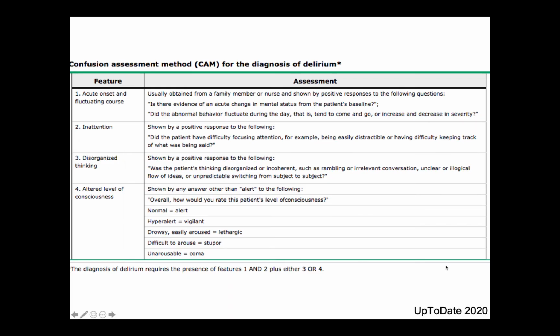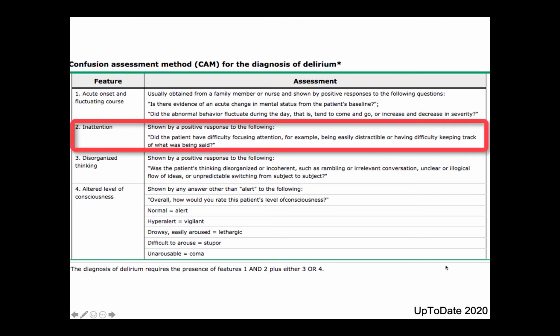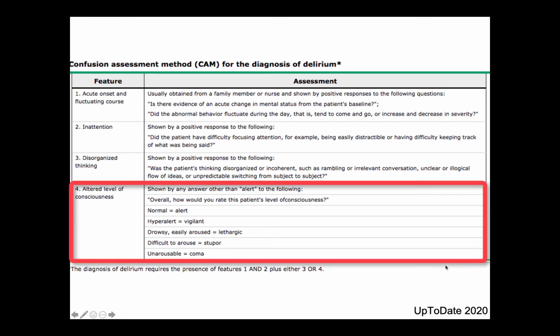And another scale that you can consider is the confusion assessment method, which first of all looks at the acute onset and a fluctuating course, which again is very typical of delirium with a degree of fluctuation. Next is inattention. Again, besides psychiatric syndromes, there are a few organic illnesses that lead to a dramatic reduction in attention. Finally, disorganized thinking and an altered level of consciousness, whether they're alert, hyper-alert, lethargic, or in fact comatose.